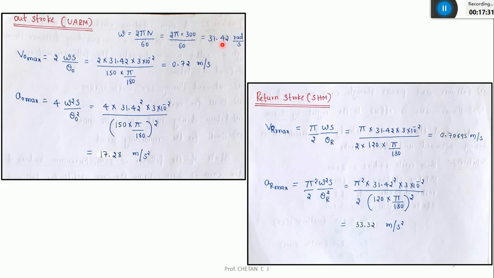After getting this value, I'll substitute it in the velocity formula, that is equal to 2 omega S by theta naught. Omega is 31.42. S is the stroke length, given as 3 centimeters. Just convert into meters, it becomes 0.03 or 3 into 10 raised to minus 2. Both are correct. After that, I'll substitute the value of theta naught, the outstroke angle, which is given as 150 degrees. But I want it in radians, so I'll multiply with pi by 180. Finally, I'll get the maximum velocity as 0.72 meter per second.